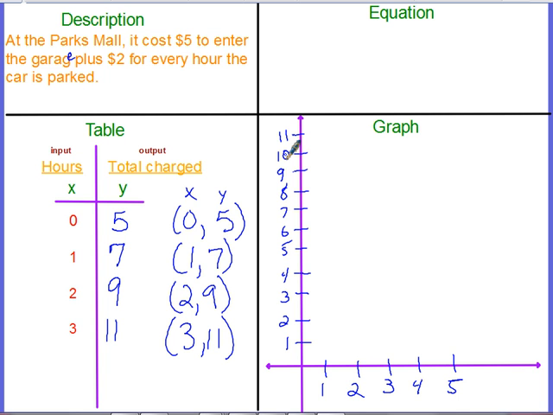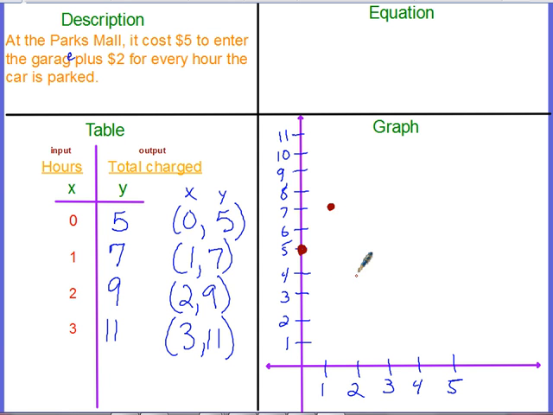Okay, so let's look at our first point. 0, 5. So for 0 hours, it cost me $5. So I'm going to represent that on the graph with an ordered pair at 0, 5. So over 0, side to side 0, up 5. So what that shows me on the graph is that for 0 hours, I paid $5. My next ordered pair is 1, 7. So I'm going to go over 1, up 7. That ordered pair is showing me the cost for 1 hour. It's going to cost me $7.